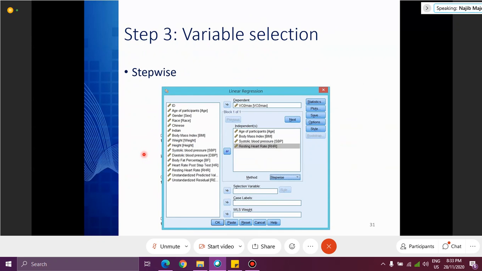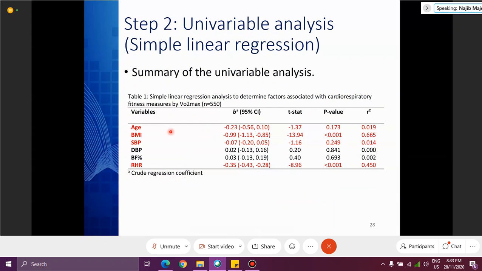Okay, so let's look at the first method, the stepwise method. Now from our univariable analysis, let's say I want to do modeling based on p-value of simple linear regression, right? So I'm going to include these 4 variables: age, BMI, SBP, and also resting heart rate.